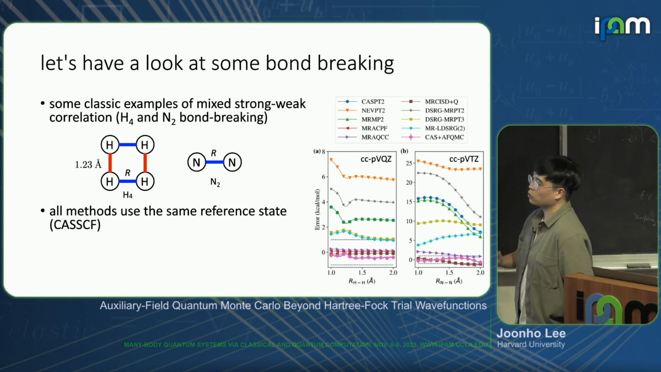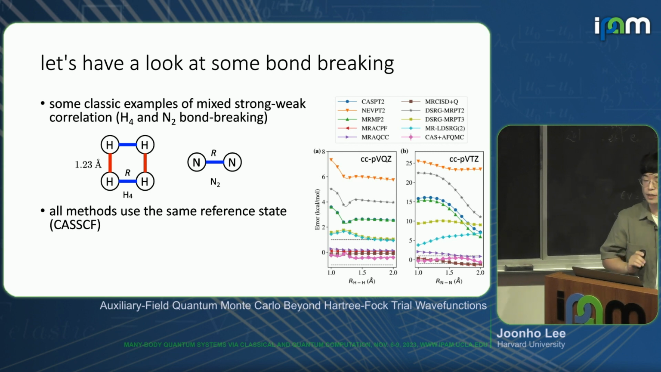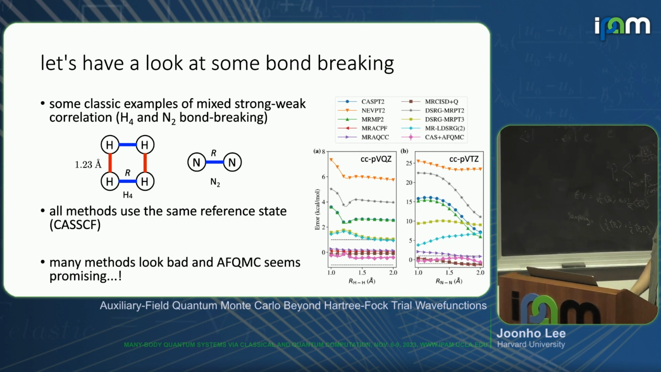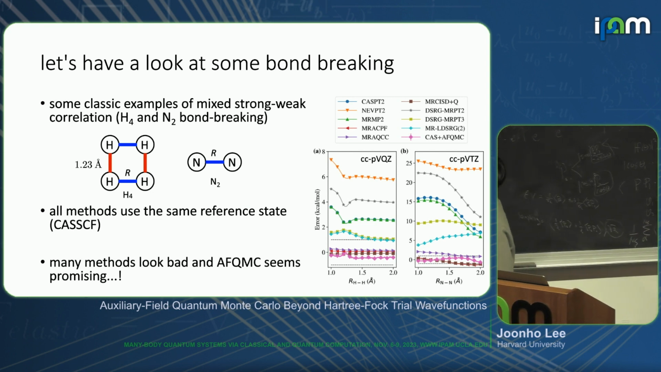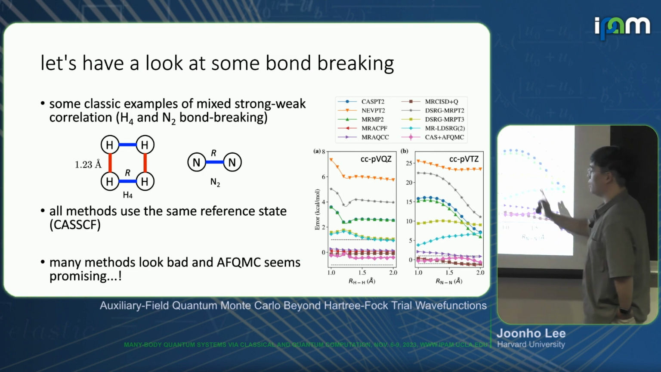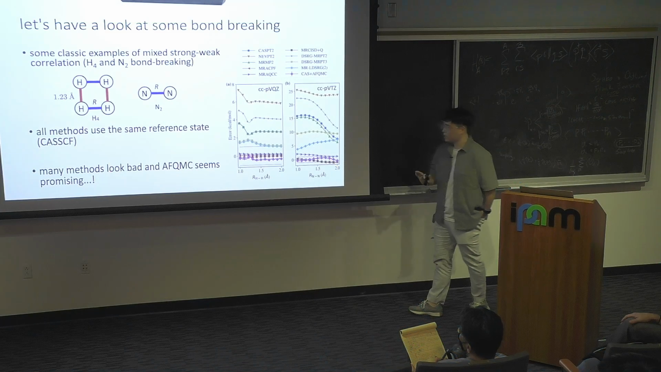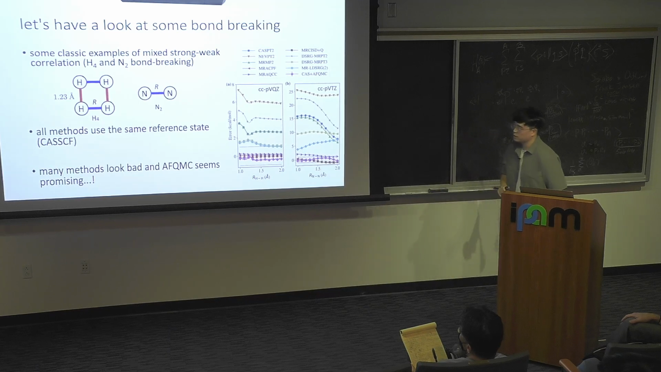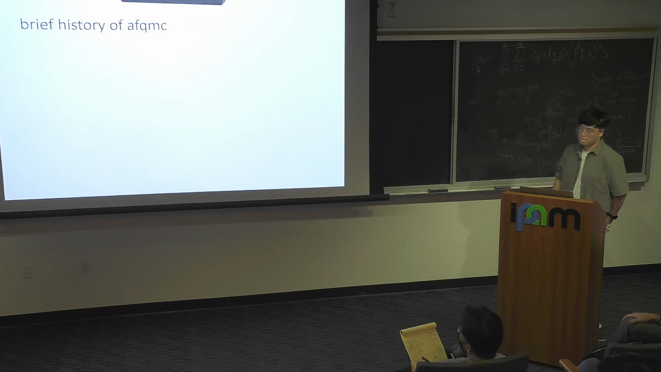There's more than strong correlation to think about when your system has both weak and strong correlation. And I want to really emphasize these purple or pink data points here. They are within this dotted line, which is really the chemical accuracy across the bond distances we consider. And that is the method I'm going to talk about for the rest of this talk.